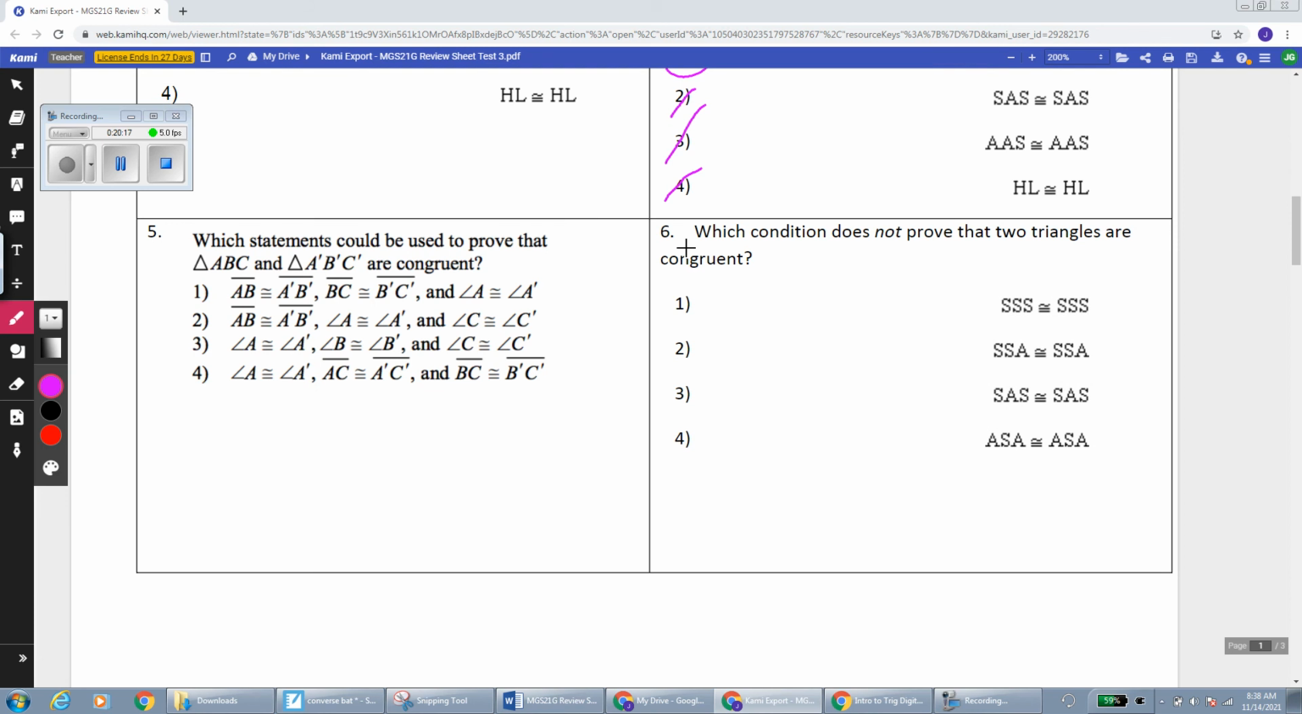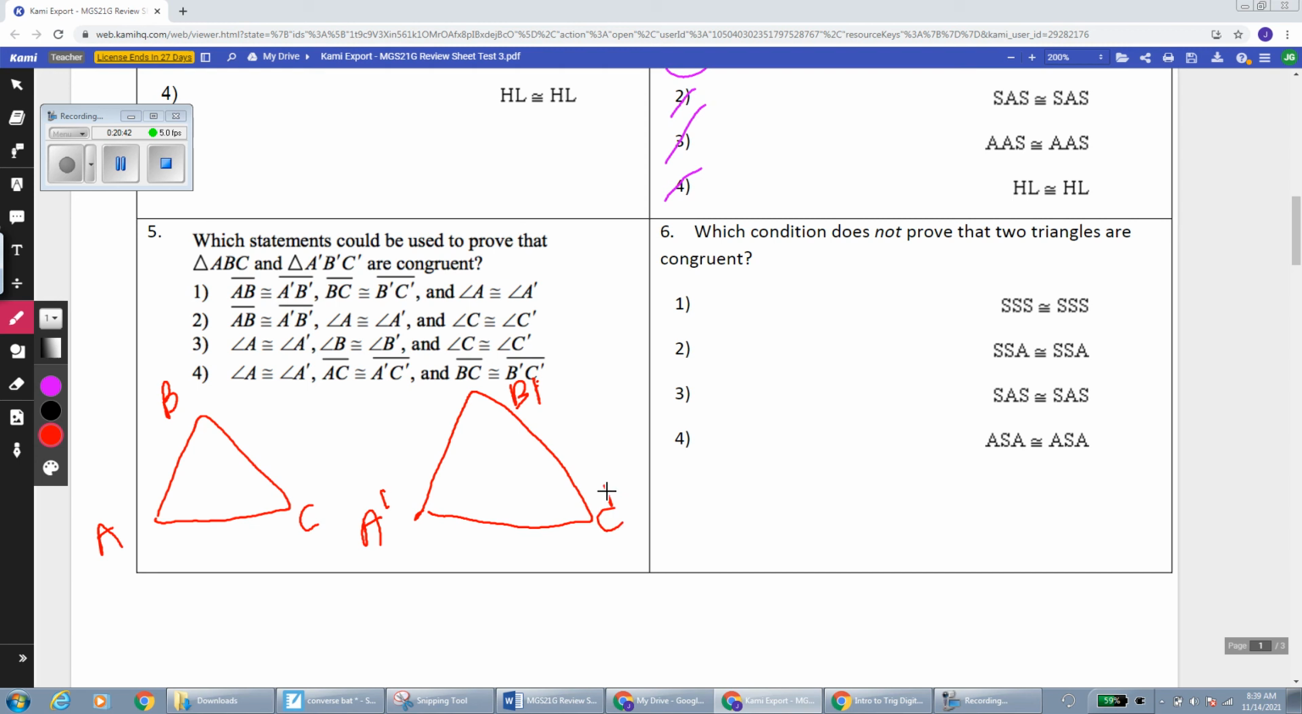Okay. Which statements could be used to prove that triangle ABC and triangle A prime, B prime, C prime are congruent? So let me draw here. So that's A, B, C, and let me draw a second triangle, A prime, B prime, C prime. That's my terrible handwriting here.